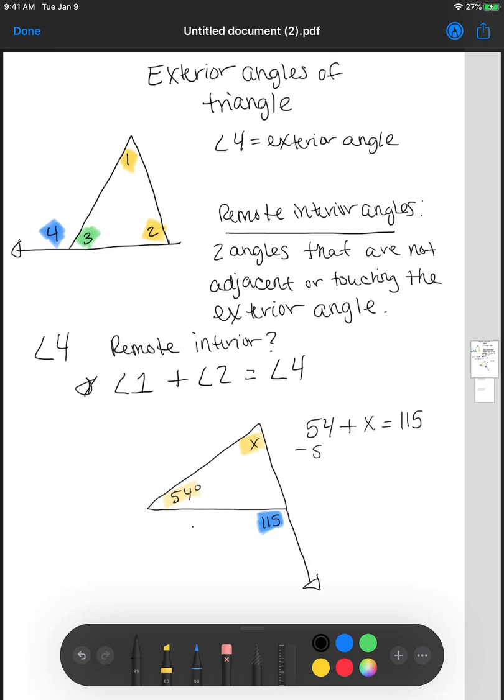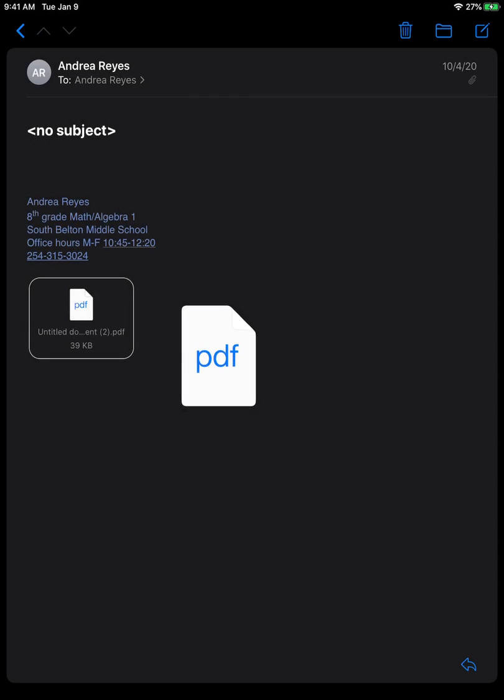All right, so subtract 54, 61. So X is 61. So you're going to play with those to figure out and find missing angles. Okay, let's do one more, one a little bit more complicated.